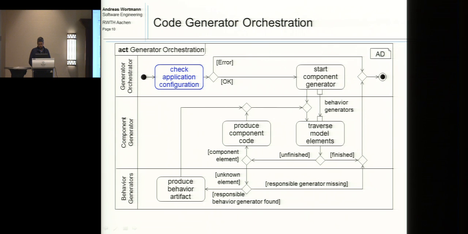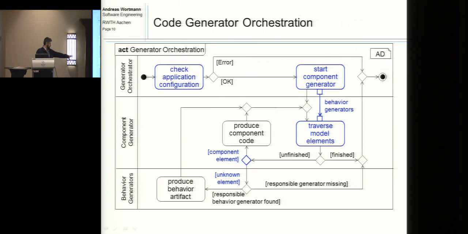Once this has worked out, you start your component generator, and actually in this step you instantiate the behavior generator's description implementations. These are passed to your component generator, and this is a design decision that's due to the component generator being required to traverse a complete model AST anyhow. And as long as there are unfinished elements, component elements are processed by the component generator naturally, and unknown elements are tried to use with the behavior generator.